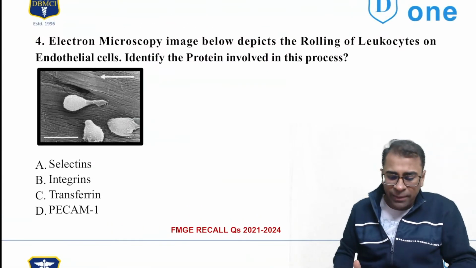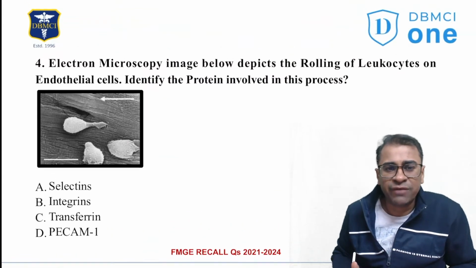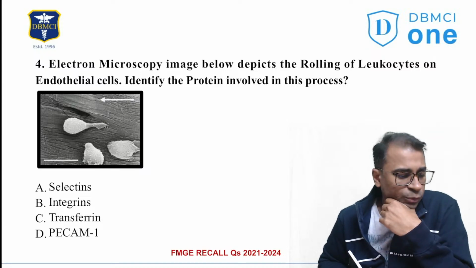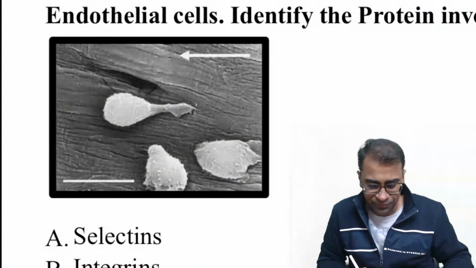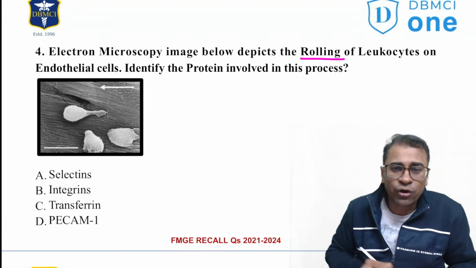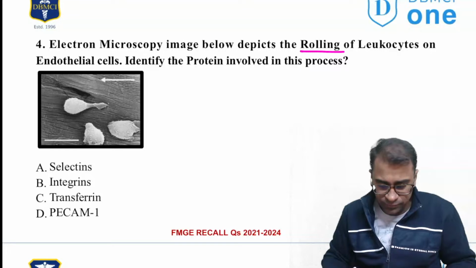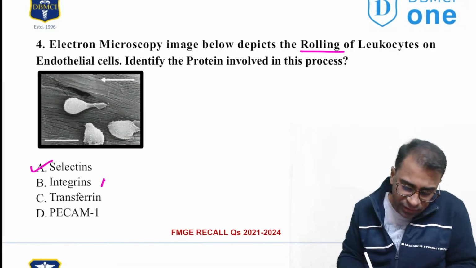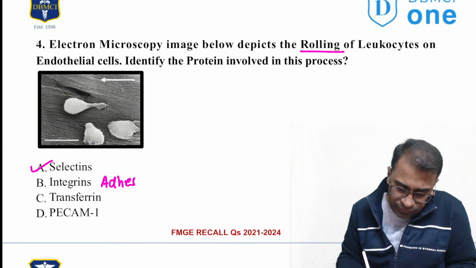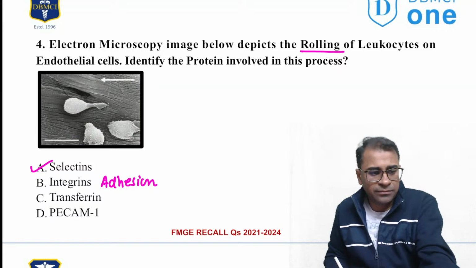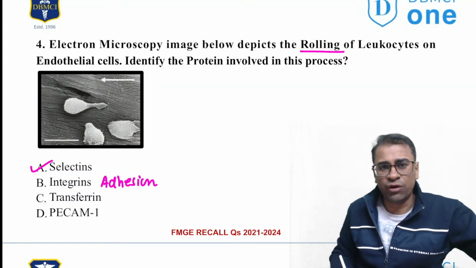An electron microscopic image has been shown here with the rolling of the leukocytes on the endothelial cells. So which proteins are involved here? Tell me quickly. What is happening here? It's rolling. So for rolling, what do we require? We require selectins. Integrins are involved in adhesion. Transferrin is not involved in that part.